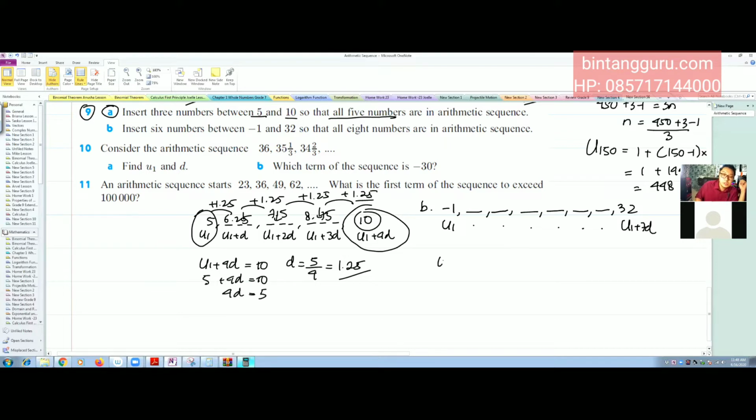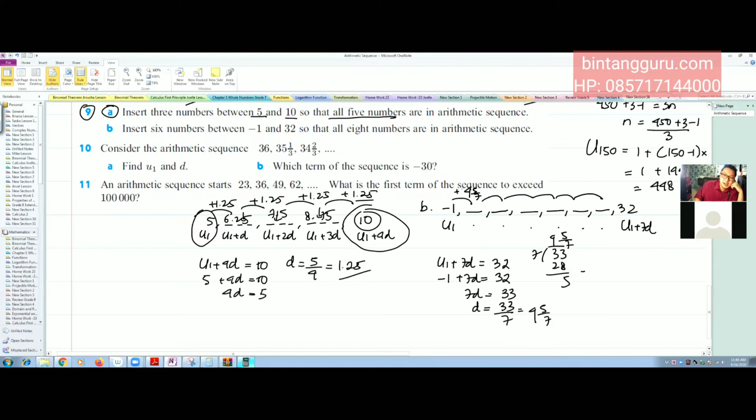Okay, so you need to find the difference. So this is negative 1 plus 7D equal 32. 7D equal 33. And then D will be 33 over 7. What is 33 over 7? This is a very bad number. So we have to add all by 4 5 over 7. I think you can use a calculator.